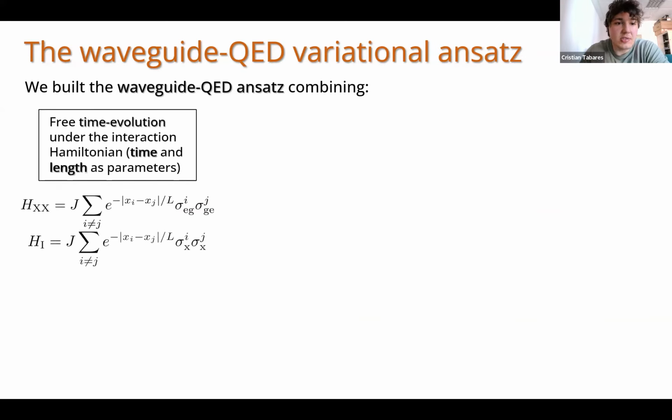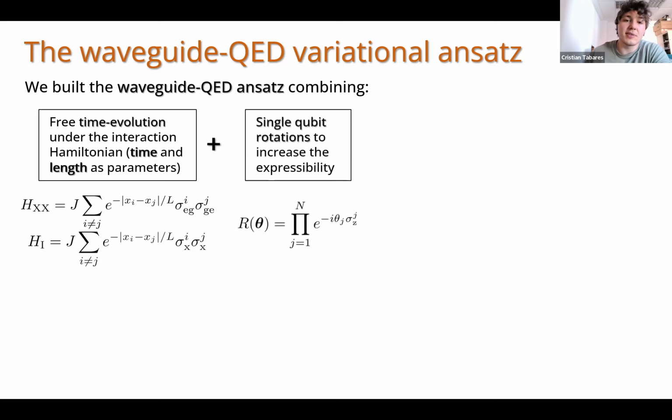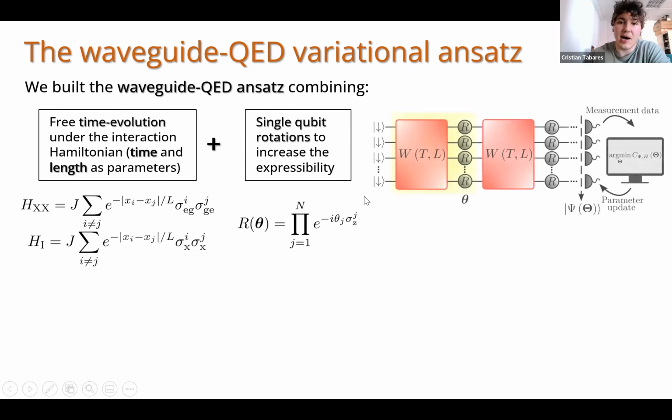The ingredients to obtain this ansatz are that we first let our system evolve freely under the interaction Hamiltonian, which are these two types: we consider XX and we consider Ising, in two different cases. We let the total time of interaction and also the length of the interactions be variational parameters. We also include some single-qubit rotations that increase the expressibility somehow, and that leads us to our waveguide-QED variational ansatz. So we have here the waveguide block that entangles the qubits, then we include some single-qubit rotations, and we stack the layers. At the end of the day, we measure, calculate the cost function, and repeat the procedure as we just discussed before.